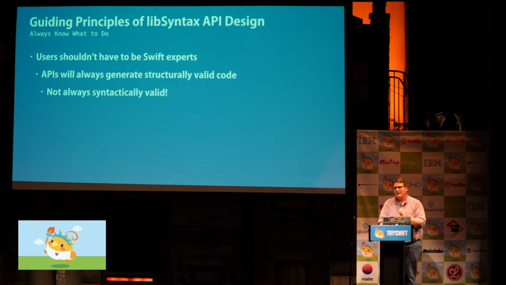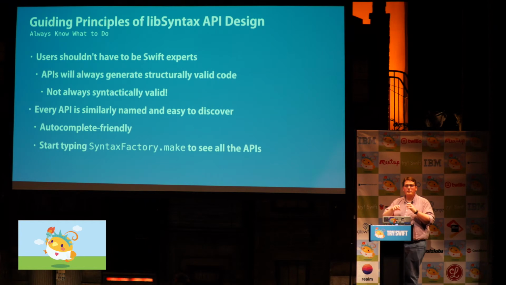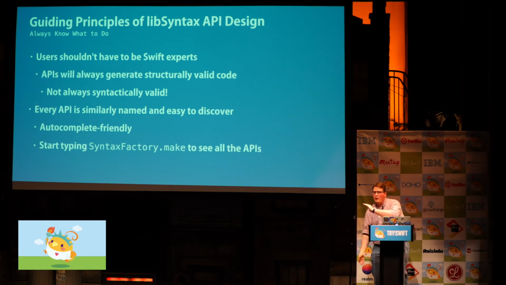Note that that doesn't mean that it's syntactically valid. If we were generating that cat struct, and we forgot the space of trivia after the struct keyword, then when we print it back out to a file, we'd have structcat, which is not valid. So what's more, because the APIs are all named similarly, they're autocomplete friendly, which means you can just start typing SyntaxFactory.make, and you can see a list of all the things that you want to be able to make.